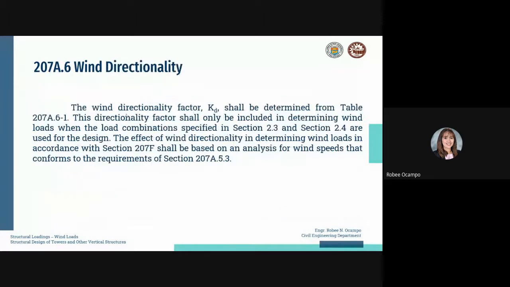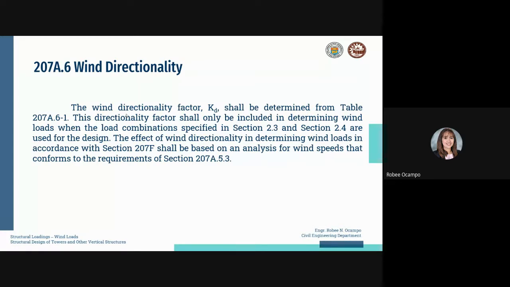All right? Now, we go on to the wind directionality. The wind directionality factor or the KD. So KD yung ginagamit nating symbol for our wind directionality factor. To determine the value of the wind directionality factor, we're going to use Table 207A.6-1. Okay. The directionality factor shall only be included in determining wind loads when the load combinations specified in sections 2.3 and 2.4, yung pinakita natin kanina, are used.